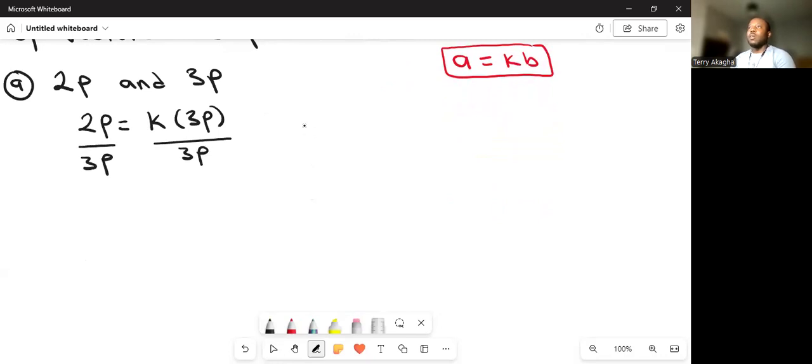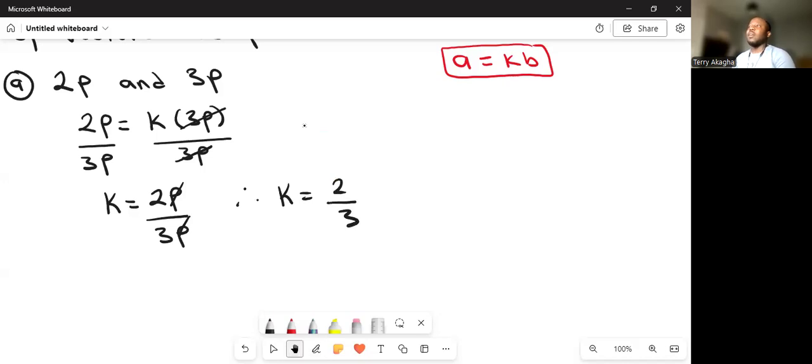Are you seeing it? So this will cancel that. So that means K is going to be equal to 2p over 3p. So then this will cancel this. So therefore, K is going to be equal to what? 2 over what? 3. Are you seeing it? So now the K is 2 over 3.